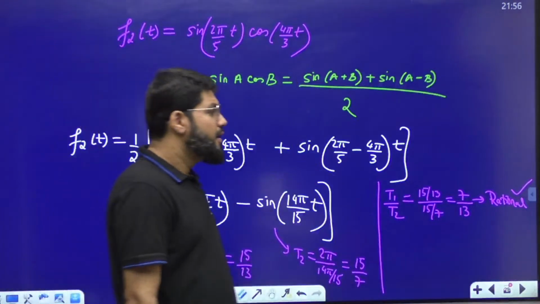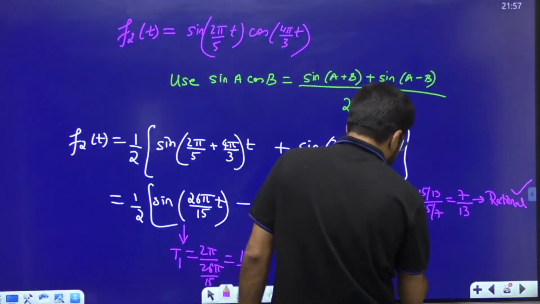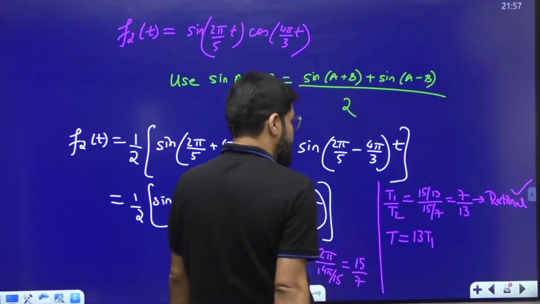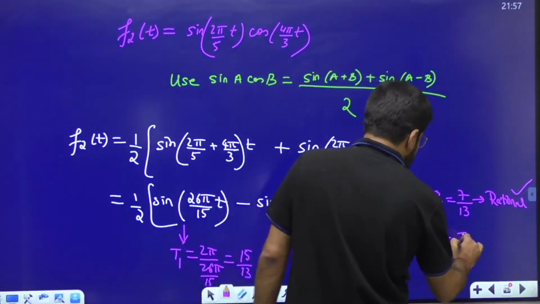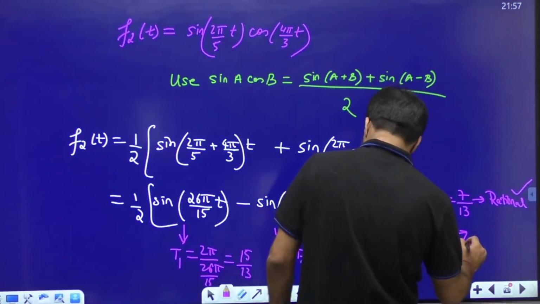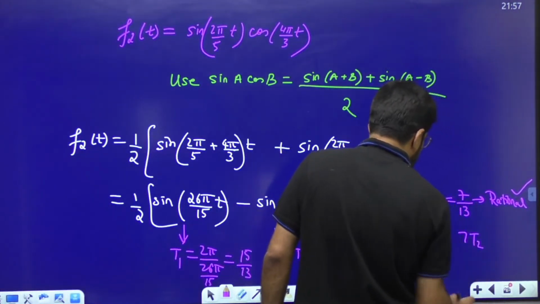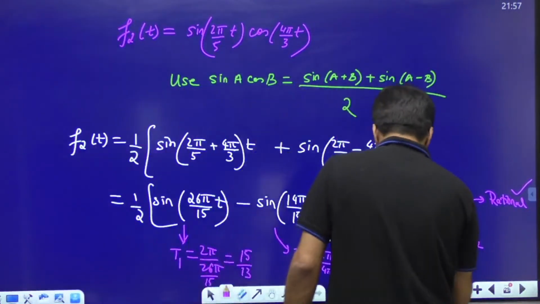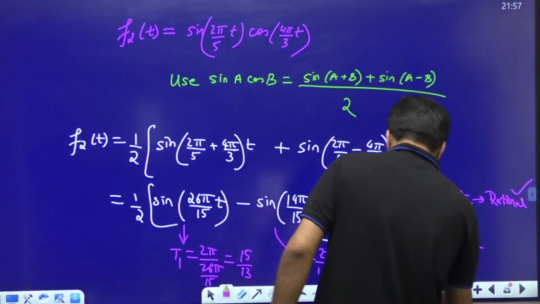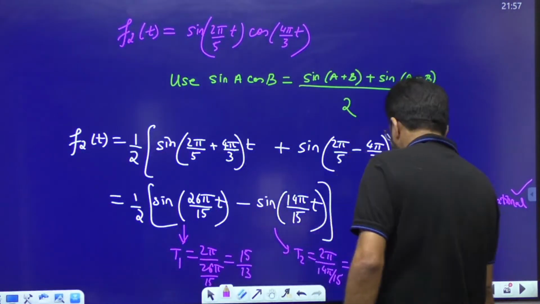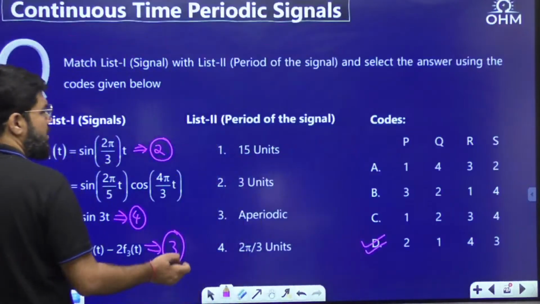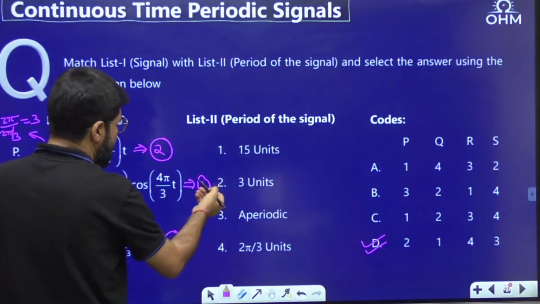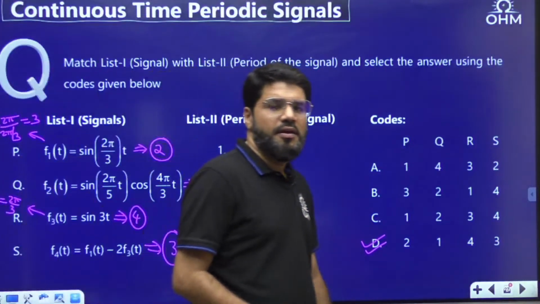Now if it is rational, it is periodic. So what is the time period? Cross multiply: 13 T1, or 7 T2, whatever you want to take. If I take 13 T1, 13 going there, the answer is 15. So the time period should be 15, and there is only one choice here: option number 1 in the list 2, that is 15 units. Done. With this, match the following.